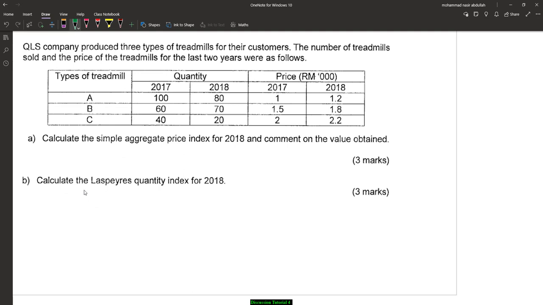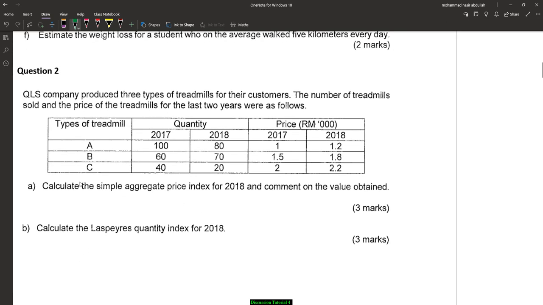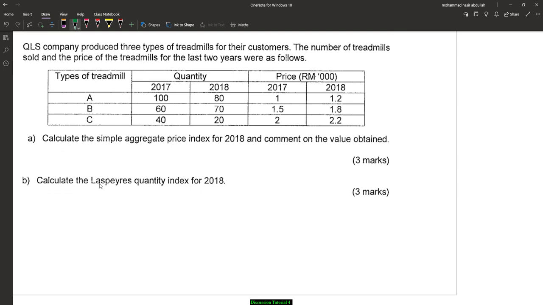Right, question number 2. QLS company produces 3 types of treadmill for their customers. The number of treadmills sold and the price of treadmills for the last 2 years are as follows. They give it for year 2017 and 2018. Normally if they don't tell which year is the base year, we assume the bottom-most one is the base year, which means 2017.